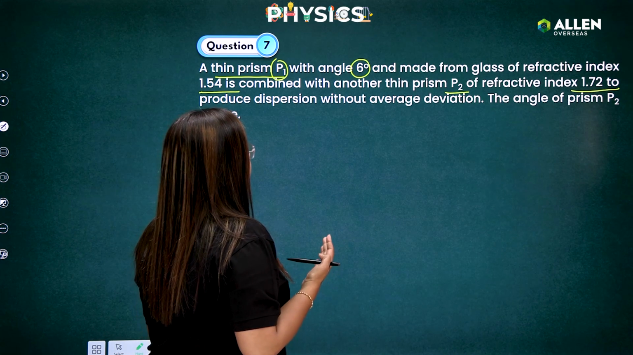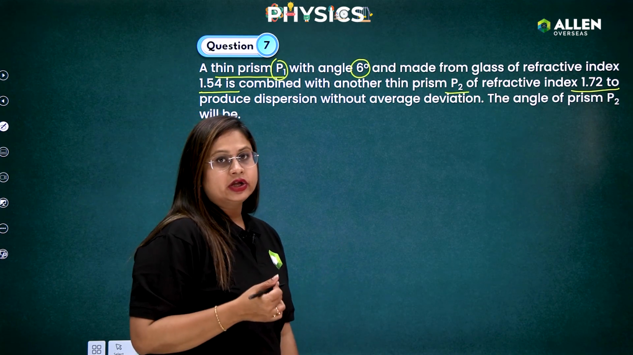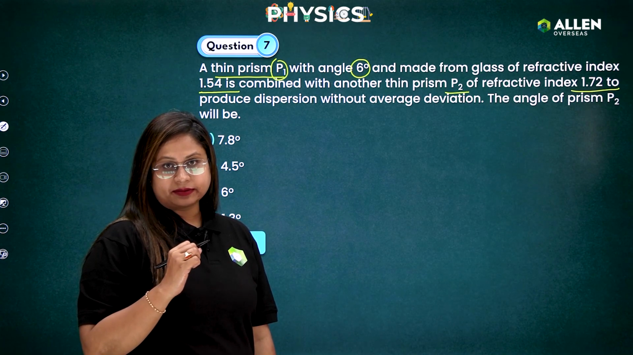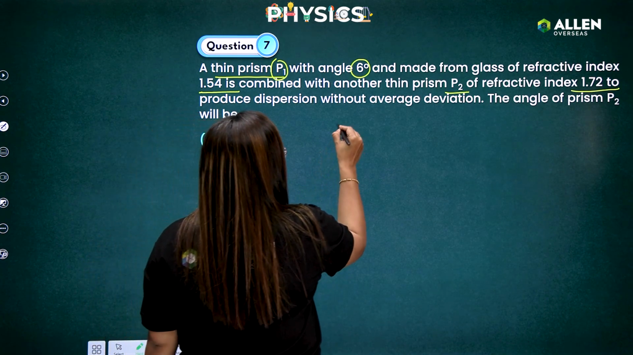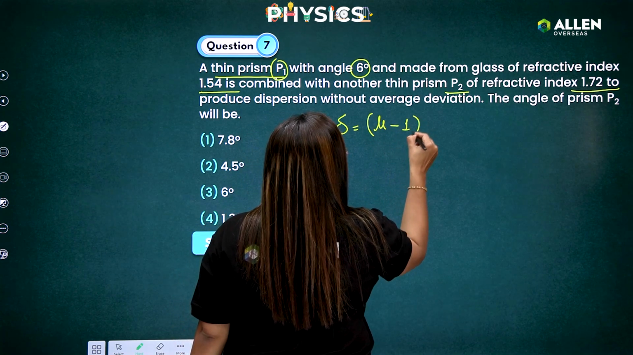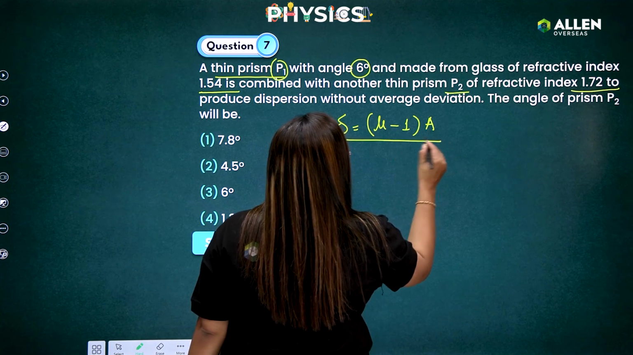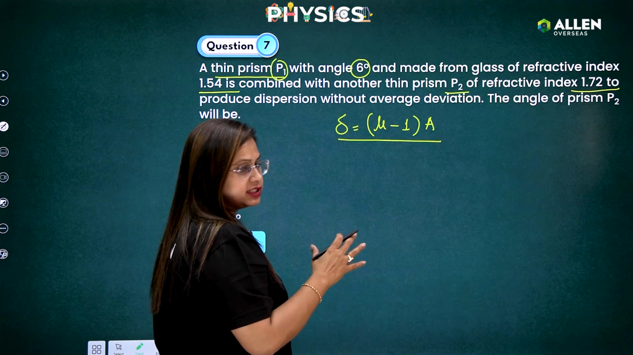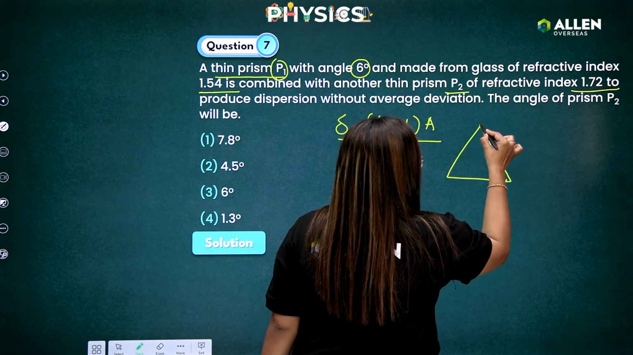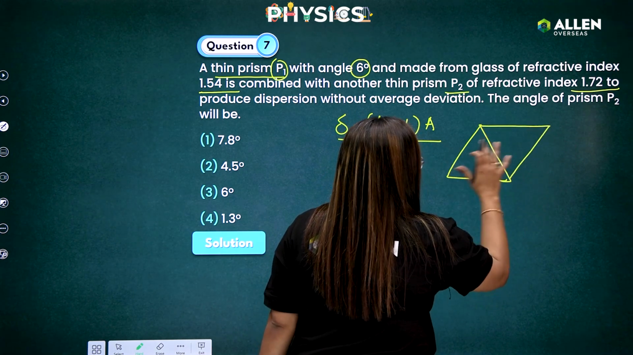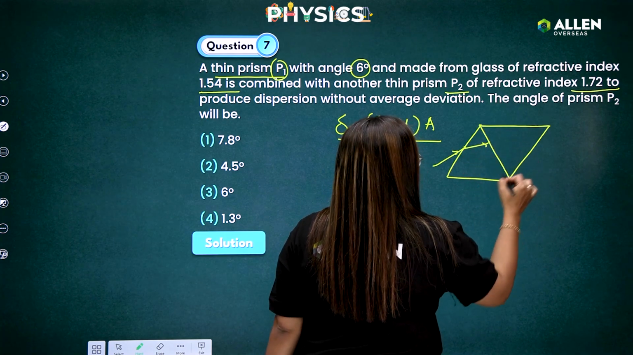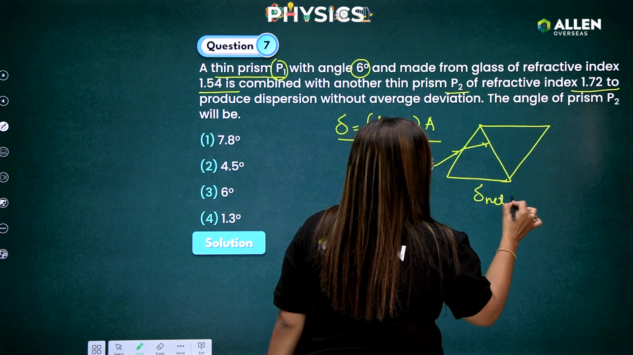We are required to find out the angle of prism P2. You know that the angle of deviation for a small angle prism can be calculated as delta is equal to (mu relative minus 1) times the angle of prism. Such a situation takes place when we combine the prisms in this manner so that the net deviation is equal to 0. Net should be equal to 0.